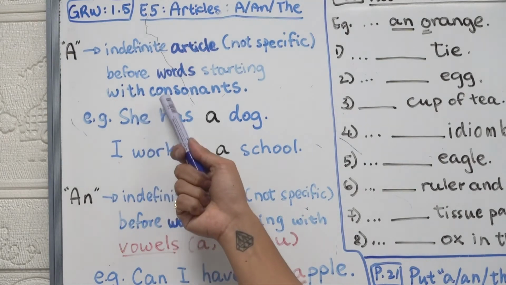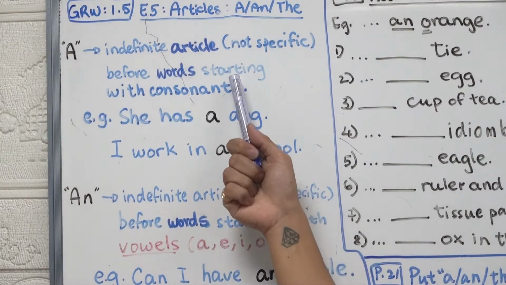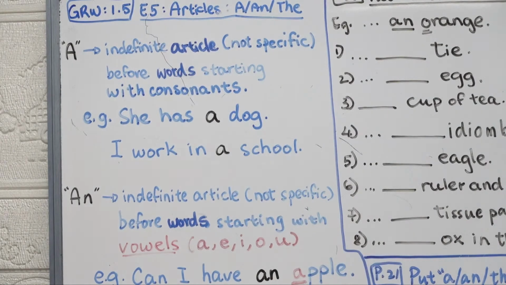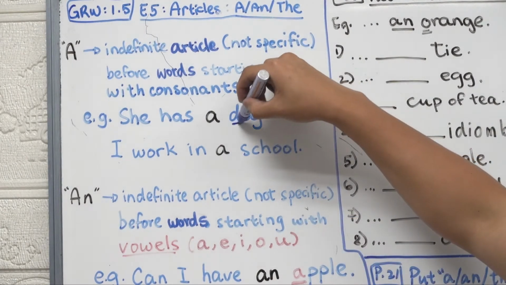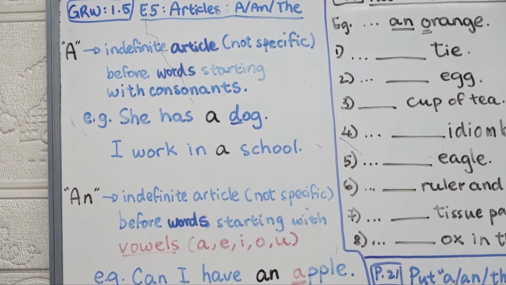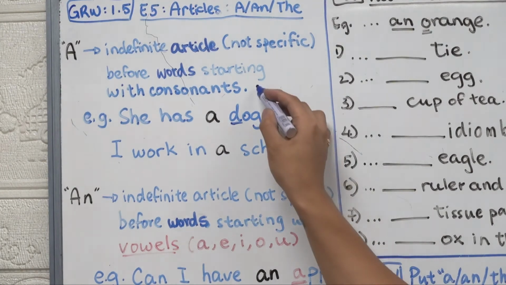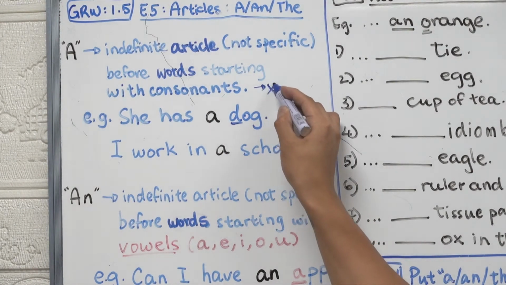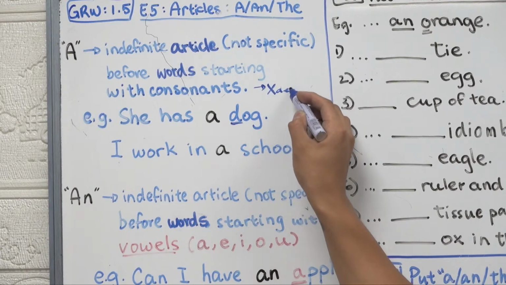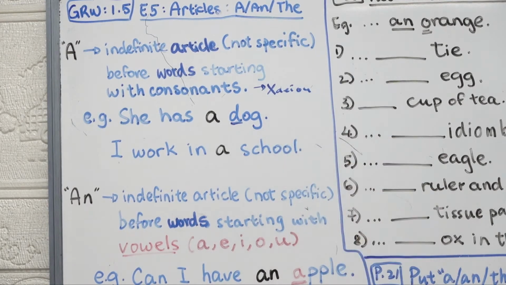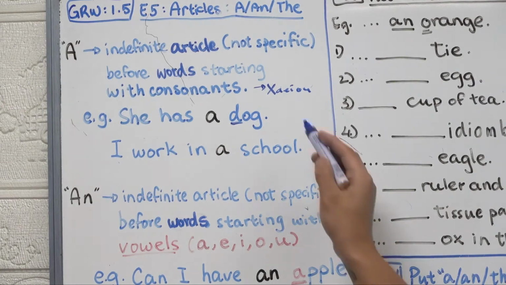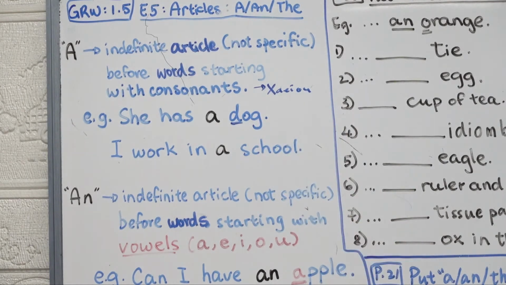So we use it with words that begin with consonants. Here, dog begins with a consonant. It's not A, E, I, O, U. So consonants mean not A, E, I, O, and U, okay?